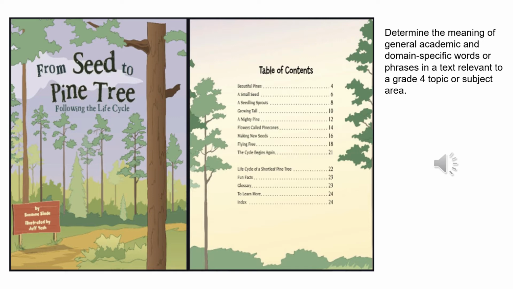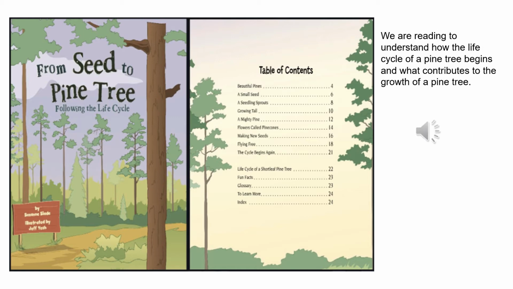If you come to a word that you do not know the meaning of, as a reader, your job is to figure out what the word means by using context clues, or by going to the glossary and figuring out what the word means from there. We are reading to understand how the life cycle of a pine tree begins and what contributes to the growth of a pine tree. Be sure to pay attention to the visuals in the text and all the quantitative information that might be presented.